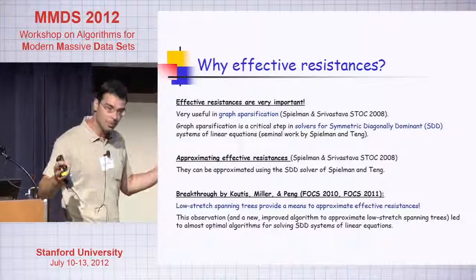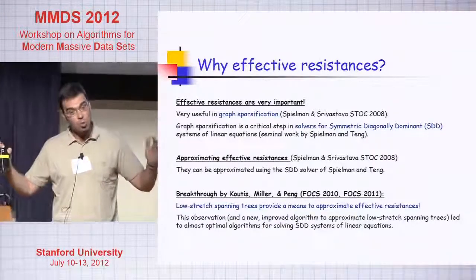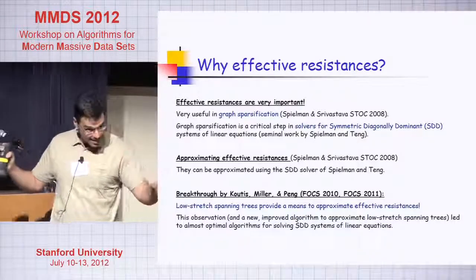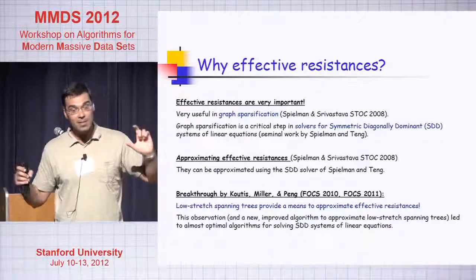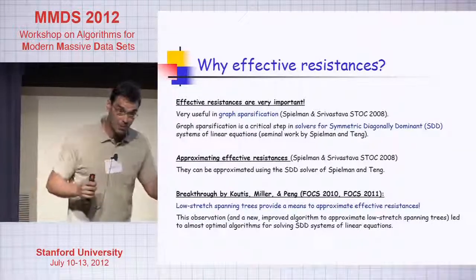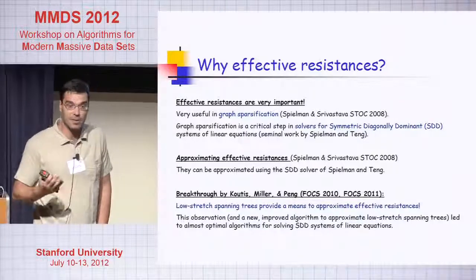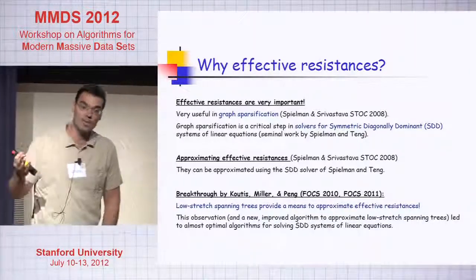You actually can form a whole preconditioning chain, and it turns out that this allows you to solve systems of linear equations with Laplacian matrices as input in time that is basically linear in the number of non-zero entries in the matrix. A very nice breakthrough. How do you approximate effective resistances? I mean, this is useless if it takes a lot of time to approximate effective resistances.